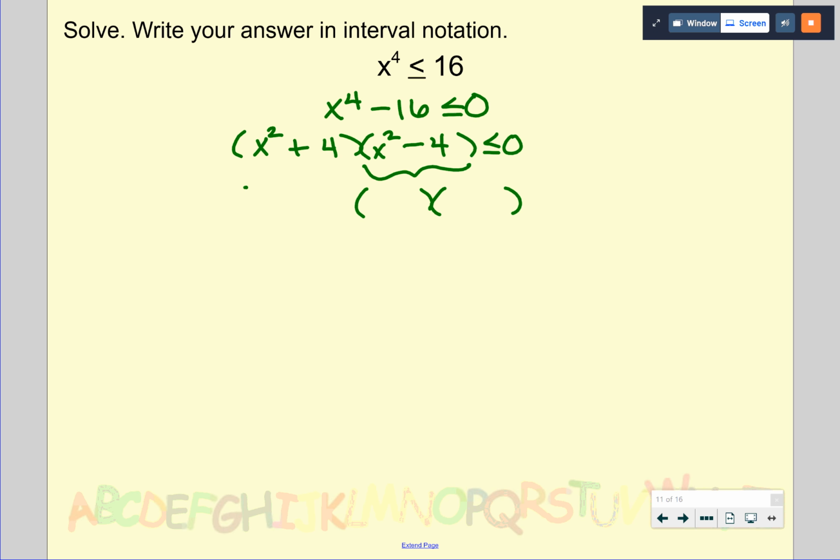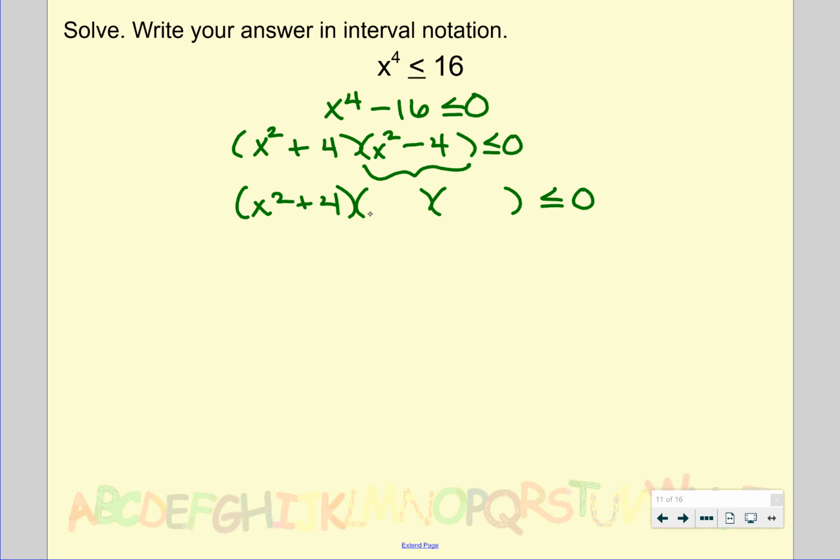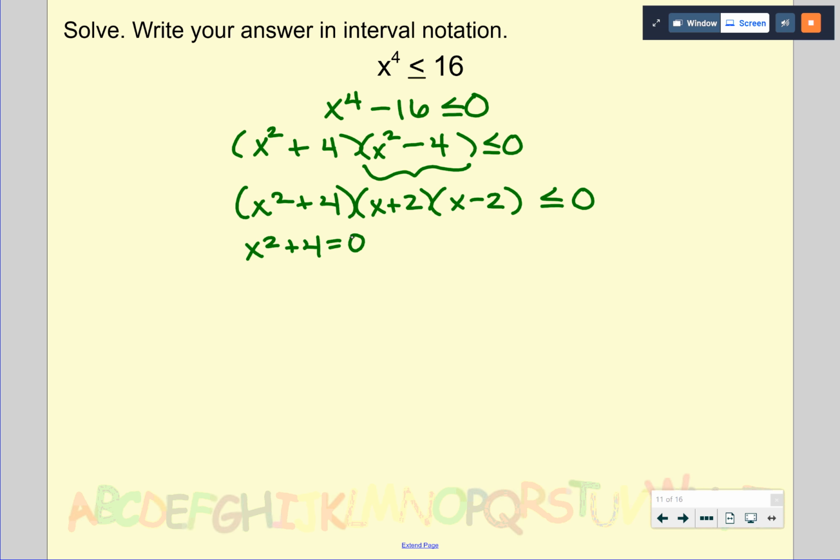That x squared plus 4, because it's a plus, we can't do anything with it. So x squared minus 4 is going to factor to what? x plus 2, x minus 2. All right, so that's as much as we can factor. Now set each of your factors equal to 0. If I set x squared plus 4 equal to 0, it's a quadratic, but I can solve it with square roots. Move the 4 over, negative 4, and then what's going to happen when I take the square root there?